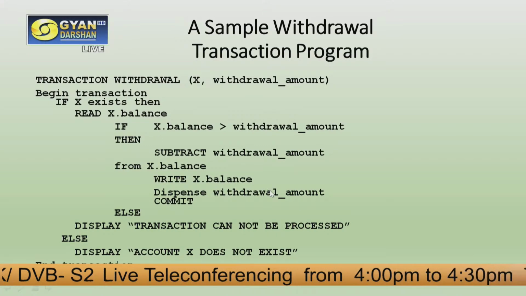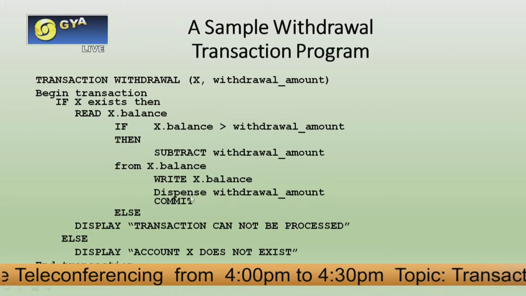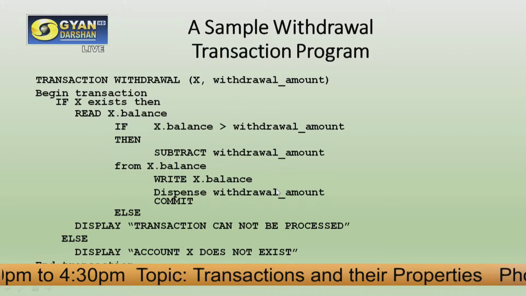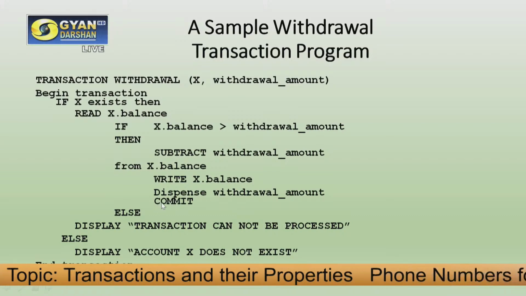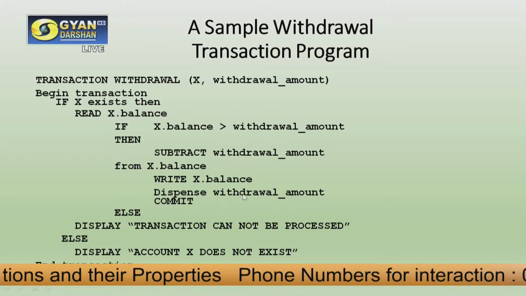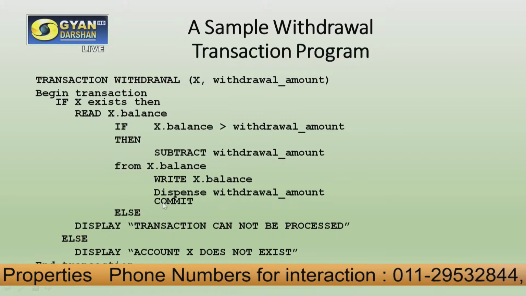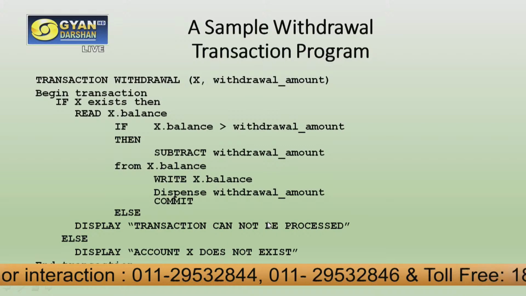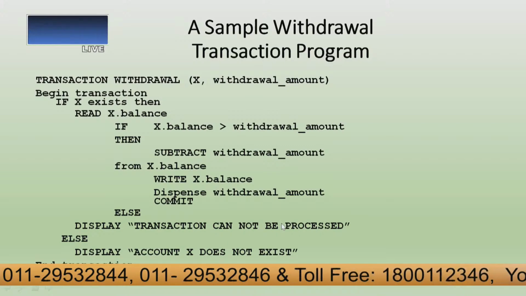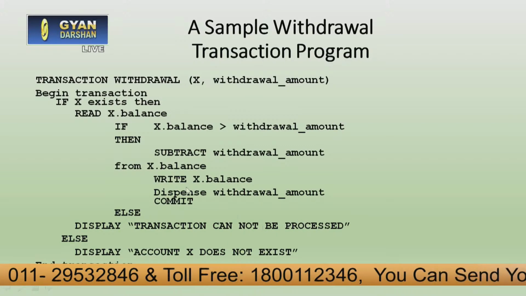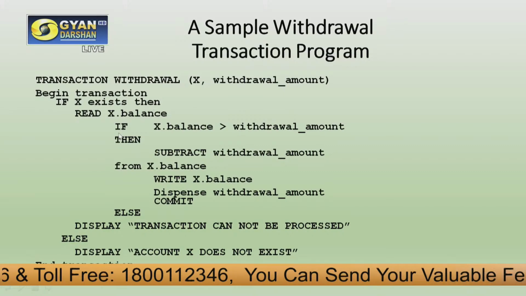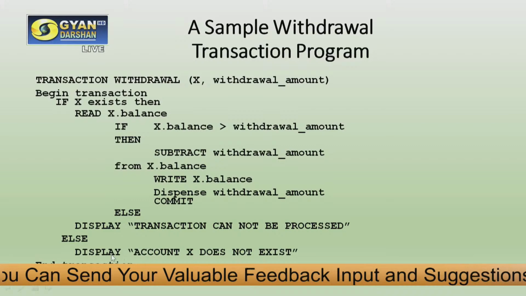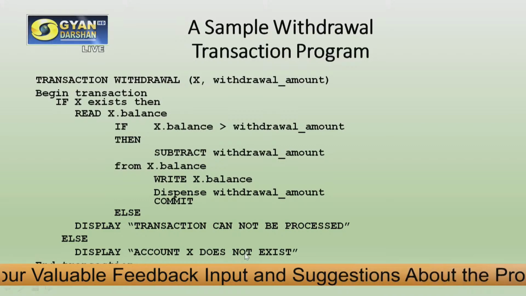And then dispensing is going on with some other unit, which may be the person, or it may be an ATM, wherever you are doing the transaction. And finally, there is a commit. Once everything is done completely, then the commit marker would be raised. Else, it will display that this particular transaction cannot be processed, right? And overall, if X does not exist, then you will be displaying the message that the account does not exist.